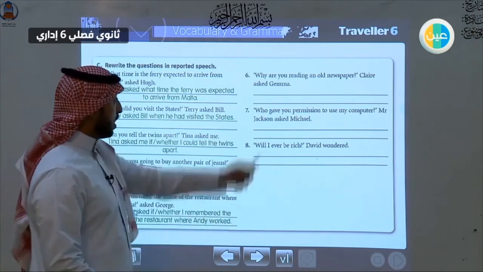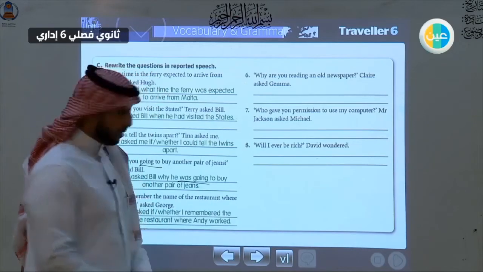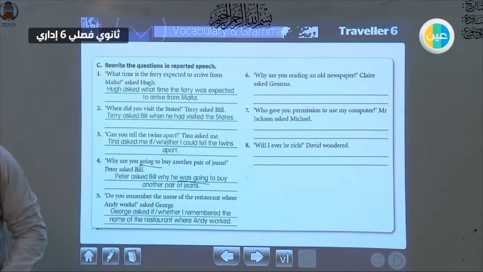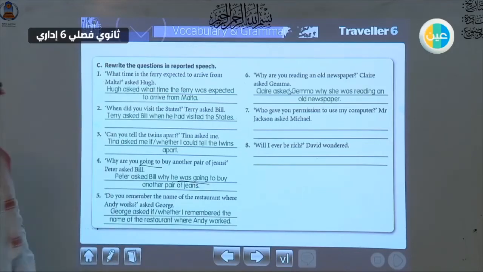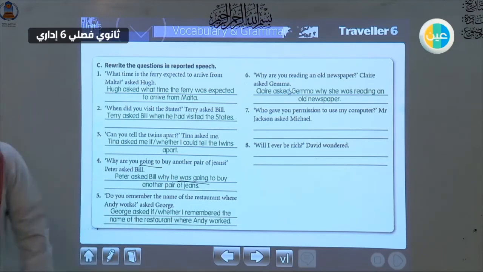Number 6, why are you reading an old newspaper? Claire asked Gemma. So here, again, WH question. So the answer would be Claire asked Gemma why she was reading an old newspaper.